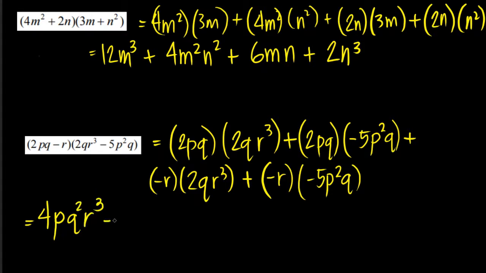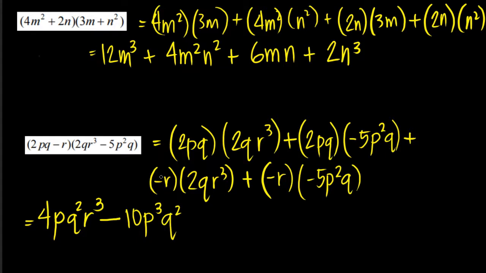Okay. Plus, 2 and negative 5 is negative 10. So, instead of writing negative, positive, I put negative or minus. So, 10, P, you have three P, Q, you have two, no R. Okay, that's fine. Next, negative R.